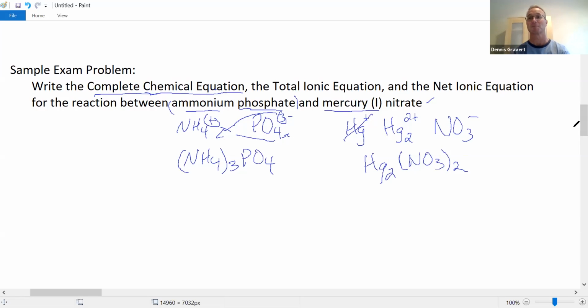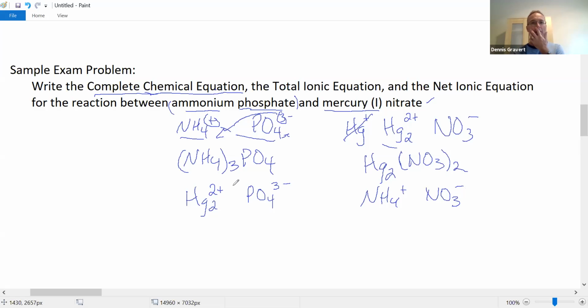Next, we've got to predict the products. I know, it's a process. Okay, but what we're going to do is follow the switch the cations idea. We're going to assume it's a double displacement reaction. And hey, ammonium ions, you switch places with the mercury 1 ions, which means mercury, you're going to be stuck to the phosphates now. And let's go back to the original ionic forms. And ammonium, you stick to the nitrates.